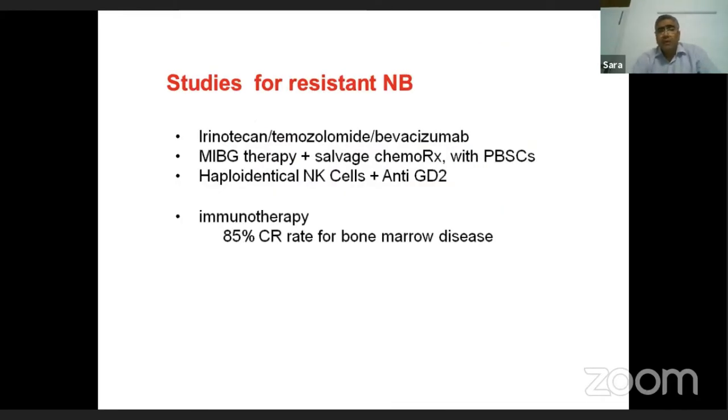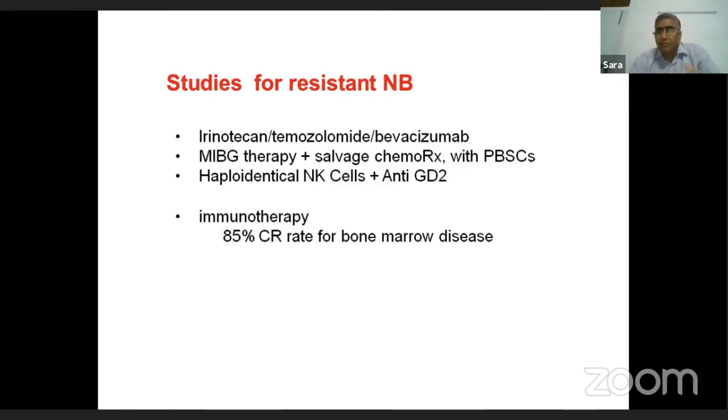So other new things which are happening in the resistant neuroblastoma is that MIBG or radioisotope therapy is also being explored or being used, where this radioisotope, MIBG goes and attaches to the neuroblastoma wherever it's present. And with this, you can give autologous stem cell rescue because this is myeloablative. This emits radiation and the bone marrow is damaged. So these children need an autologous rescue to tolerate MIBG.